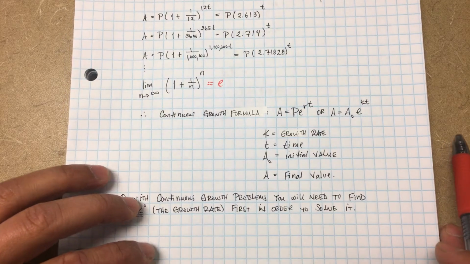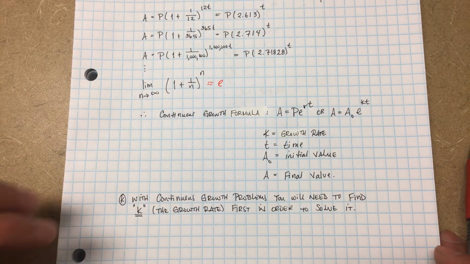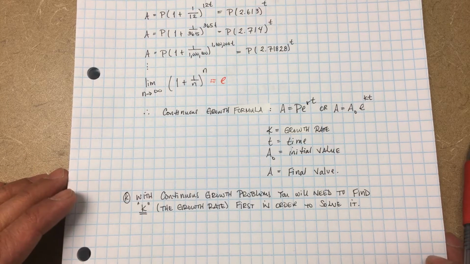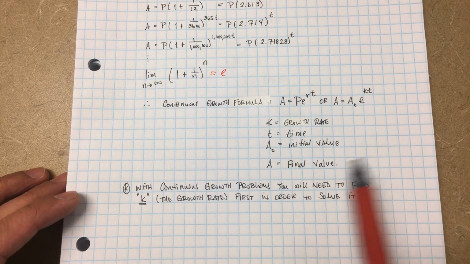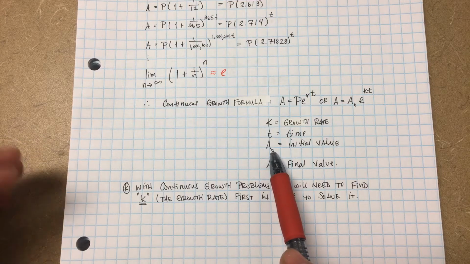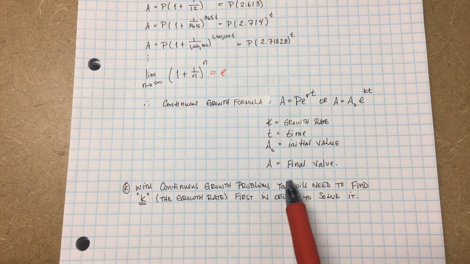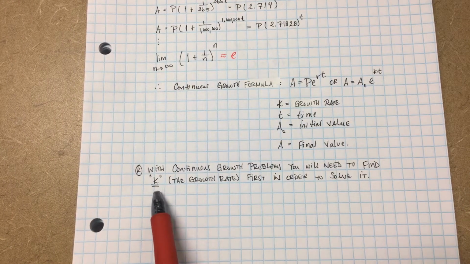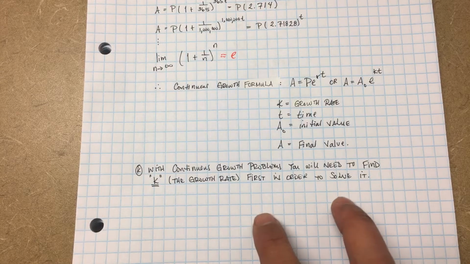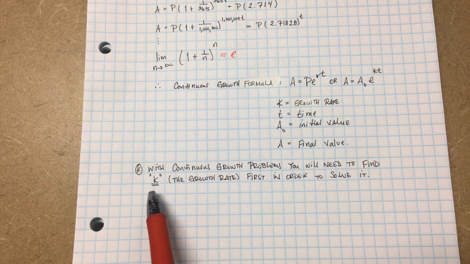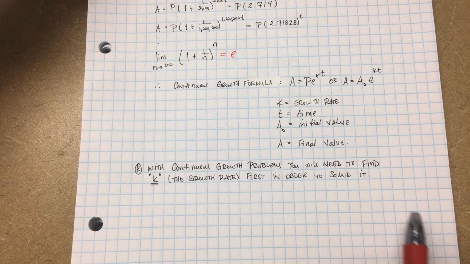So when we're talking about bacteria or chemical elements that are always continuously either decaying or growing, this is essentially the formula that we use. K is the growth rate, t is the time, A sub 0, which a professor might use, is the initial value, and A is the final value. A lot of times with these problems, you're going to have to find what we call the growth rate, the k value. You're probably going to start off with two unknowns, but essentially you're going to have to find out the k value in order to go ahead and solve it.